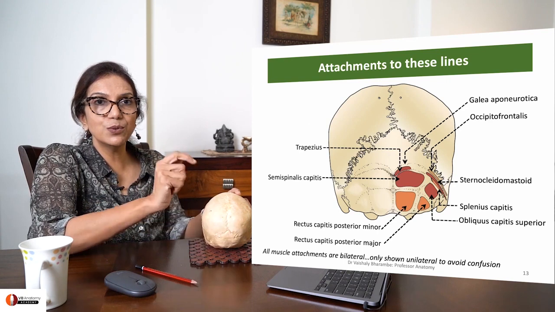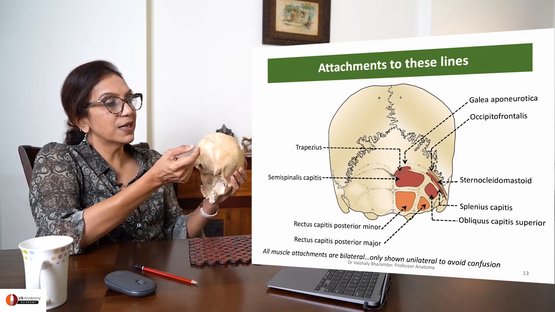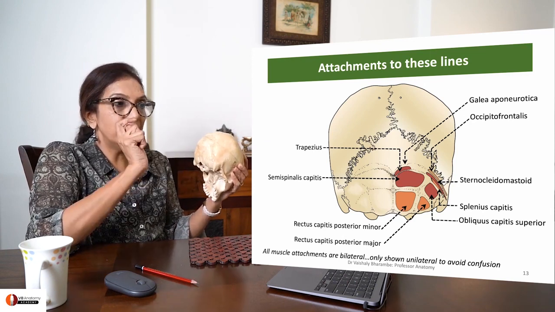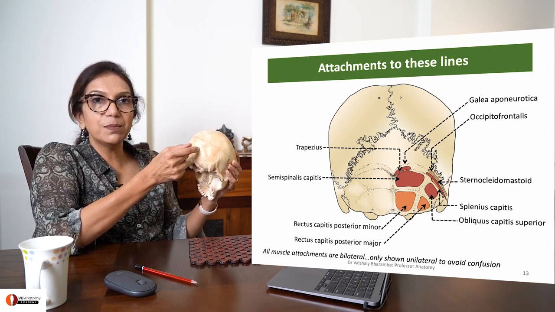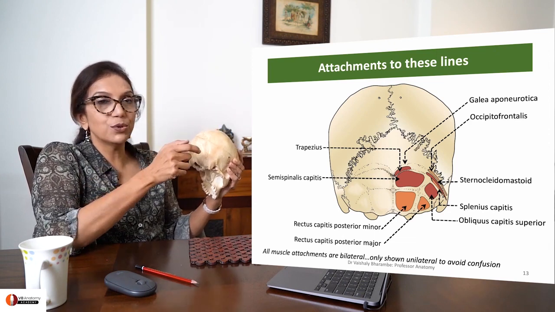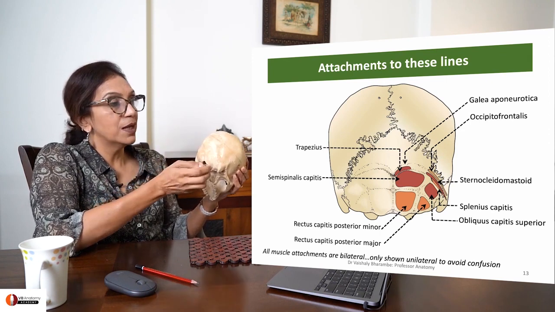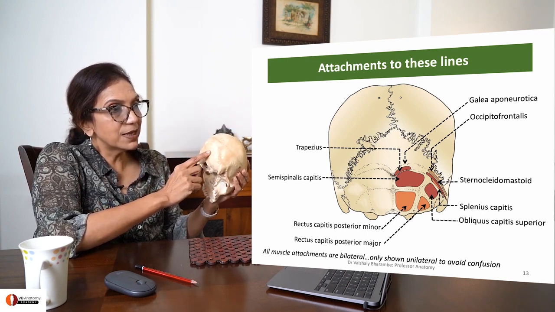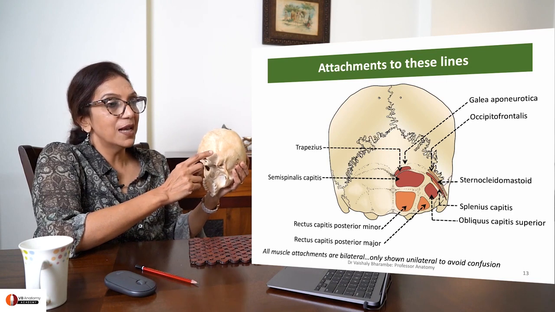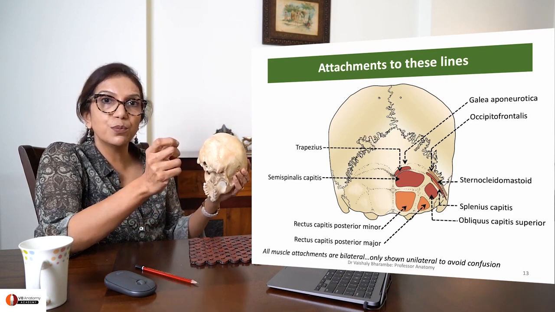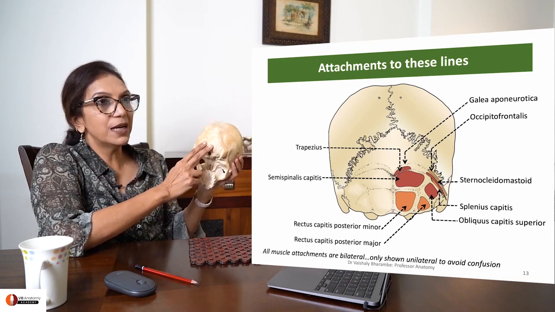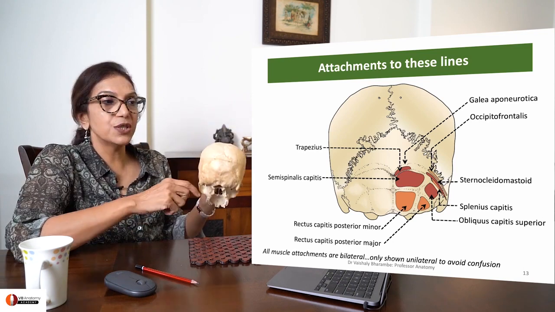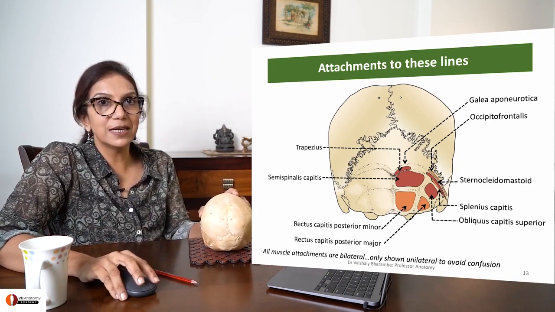Can we revise, students? Highest nuchal line gives attachment to the galea aponeurotica and occipitofrontalis muscle. Superior nuchal line gives attachment medially to trapezius, laterally to the sternocleidomastoid and splenius capitis muscle. Between the superior and inferior nuchal line, there are two depressions. The medial one gives attachment to the semispinalis capitis and the lateral one to the obliquus capitis superior. Below the inferior nuchal line, the attachments are rectus capitis posterior minor and rectus capitis posterior major. That completes the muscle attachments.